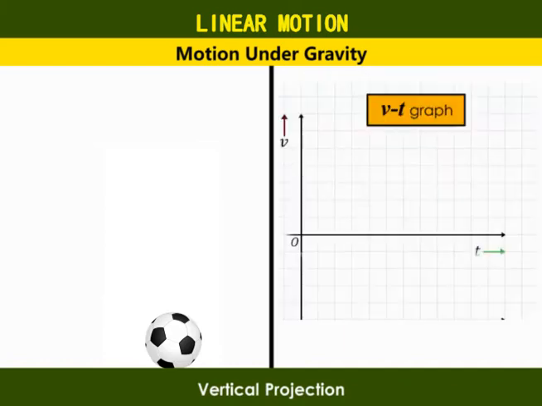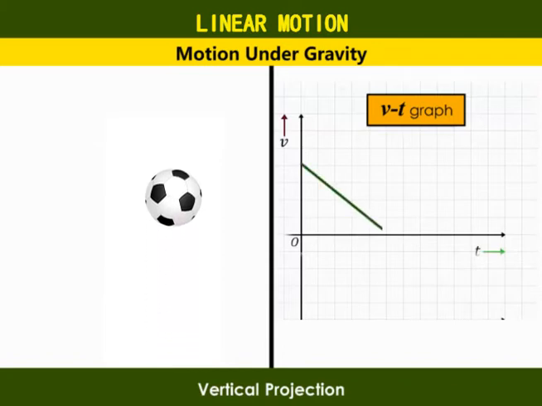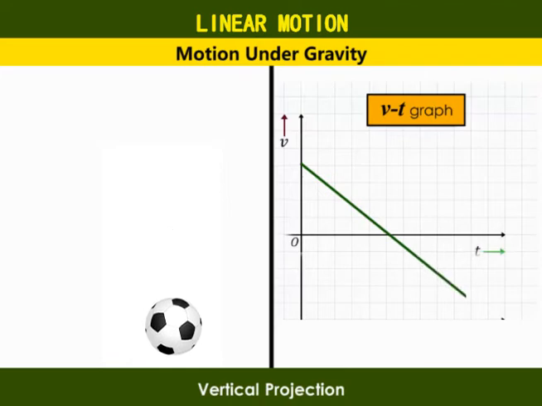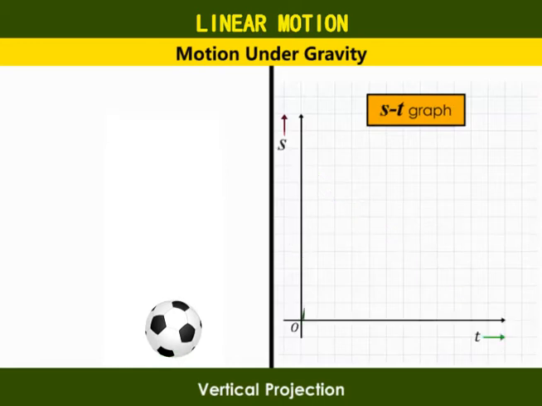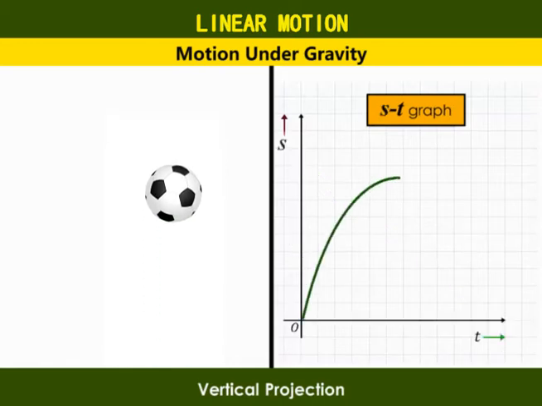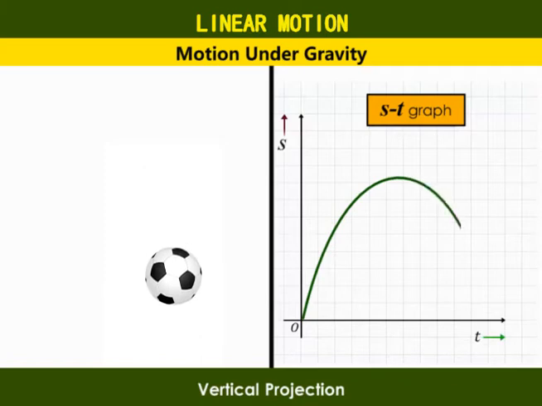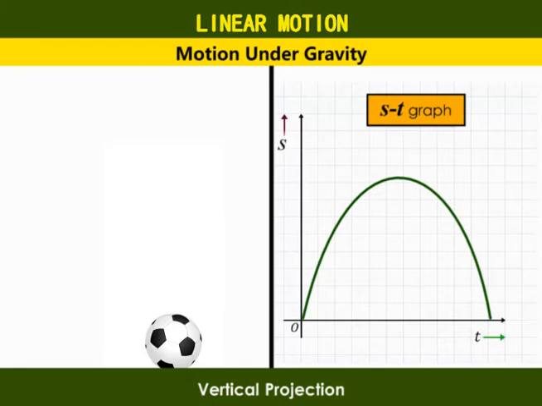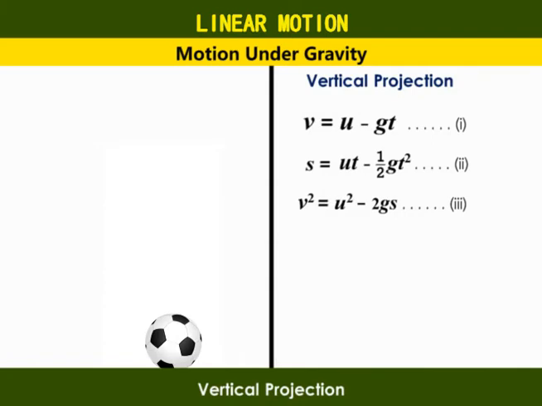So graphically, the velocity decreases over time until it comes to 0, and then starts increasing in the opposite direction. For displacement, the height increases up to a maximum and then starts decreasing up to 0. Overall displacement is 0 for a vertical projection. Now, these three equations are very important in deriving expressions for 4 components.